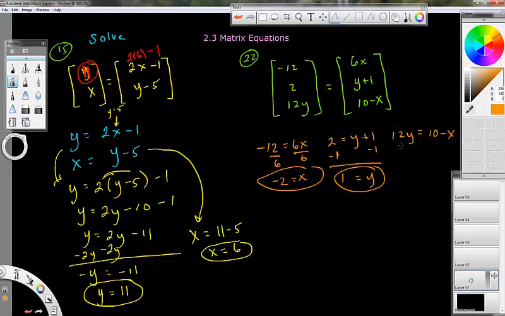Let me just show you how to do that real fast. You can check it in this problem. So that'd be 12 times 1 equals 10 minus negative 2, which is 10 plus 2, which is 12 equals 12. And that's a double negative. That's what I did right there. I kind of ran out of room.